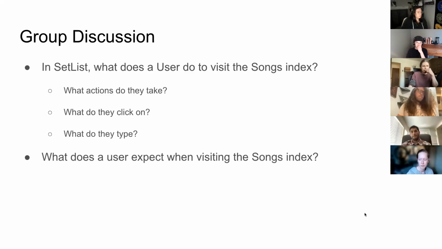I'm going to leave this slide up here for a couple of minutes before I call on some people, and I'd like to hear what you all think. In the setlist app, if you've been watching the homework videos, which I hope you have, what does a user do to visit the song's index? Meaning, what actions do they take? What do they click on? Do they do any typing? And along with that, what does a user expect when they visit the song's index? So take like a minute to think about that.